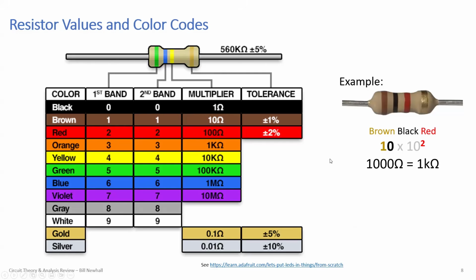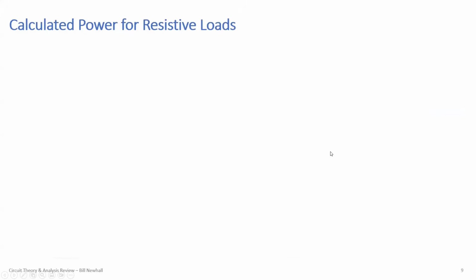Okay, so let's look at power calculations. Let's talk about calculating power for resistive loads. If you have a resistor, and again, this resistor could be any device, any component that behaves according to Ohm's law. So this could be an antenna that looks like a 50 ohm resistor. And you would do the same kind of calculation as long as the device looks like a resistor, V equals IR.